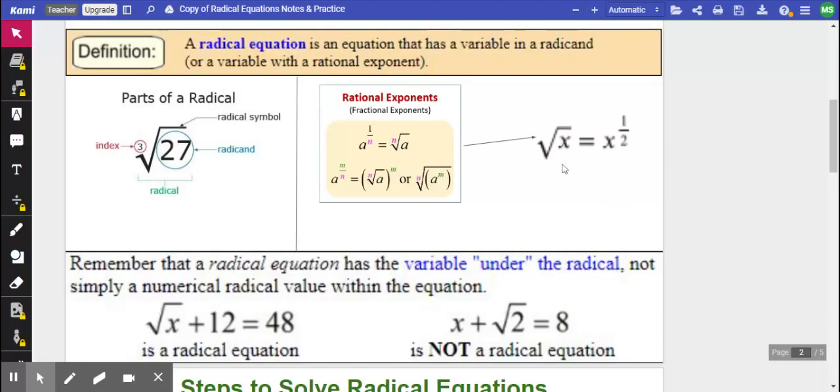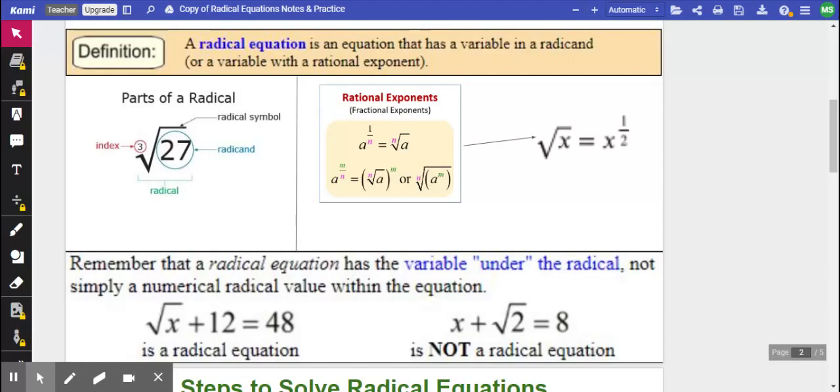And that is the same thing as x to the power of 1/2 as a rational exponent version, but we won't be seeing rational exponent equations in this particular video. Keep in mind that a radical equation with a variable under the radical is different than just having a radical in the equation in general.